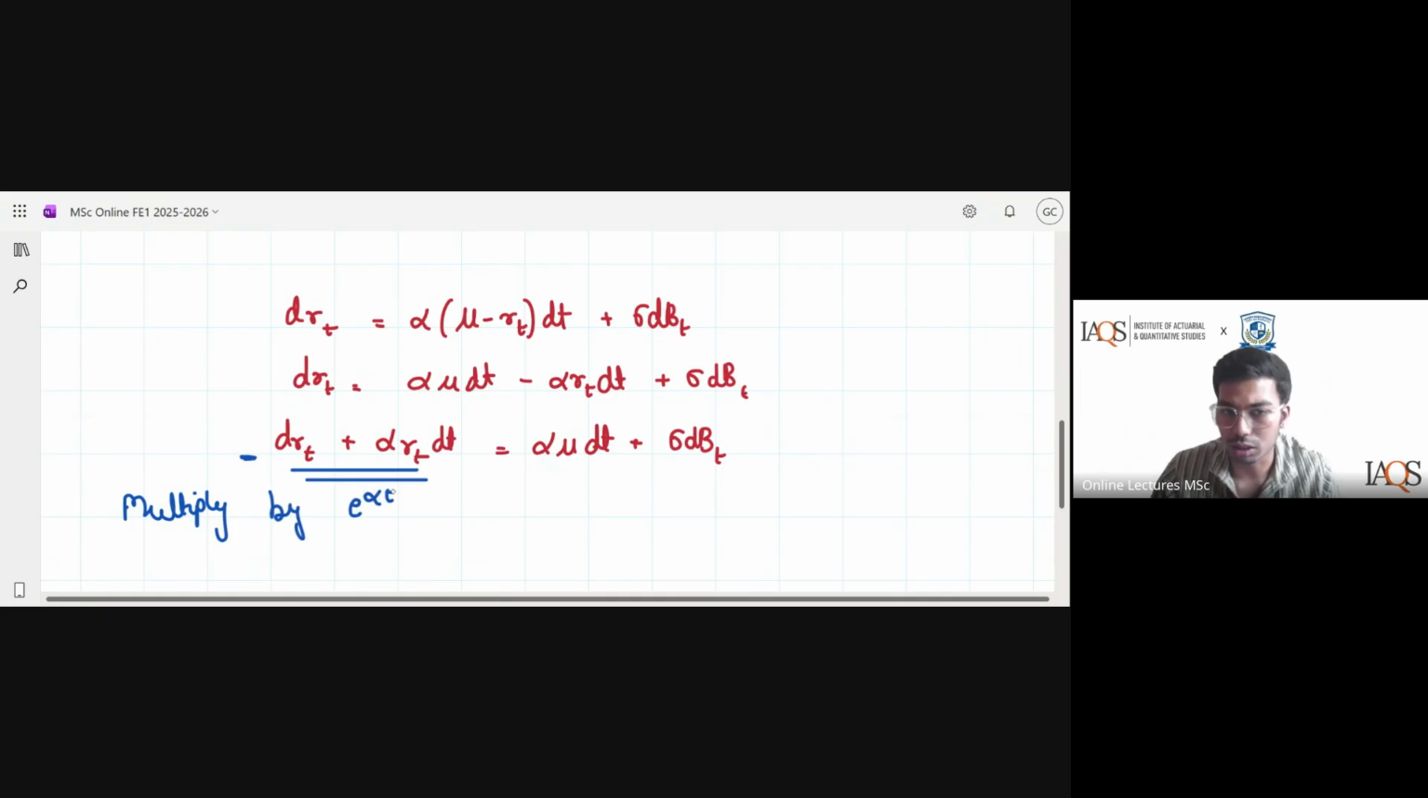So at this step, you will ideally multiply by e raised to alpha t. Why alpha t? If you all need to remember, there is alpha over here, there is dt over here, RT I have over here. What is remaining? Alpha and t. So I'm multiplying by e raised to alpha t, just as a way to remember.